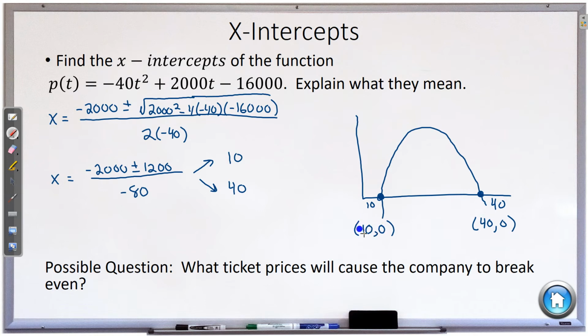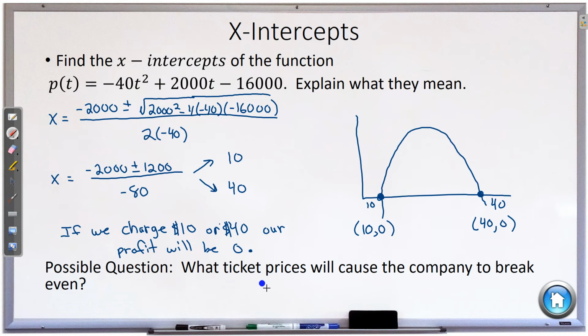So if we charge $10, our profit will be 0. If we charge $40, our profit will also be 0. So those are the two extremes where we will make no money. We won't lose any money, but we won't actually make any money. And so if we charge $10 or $40, our profit will be 0.